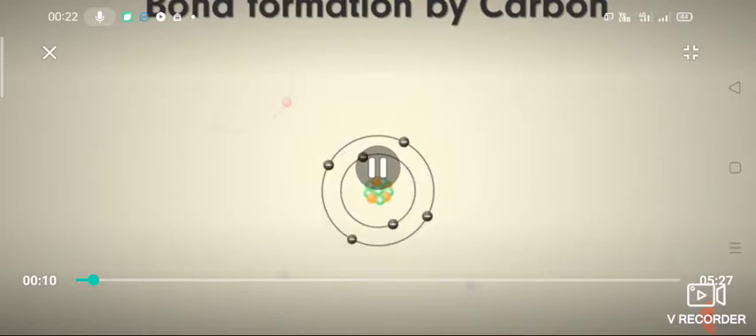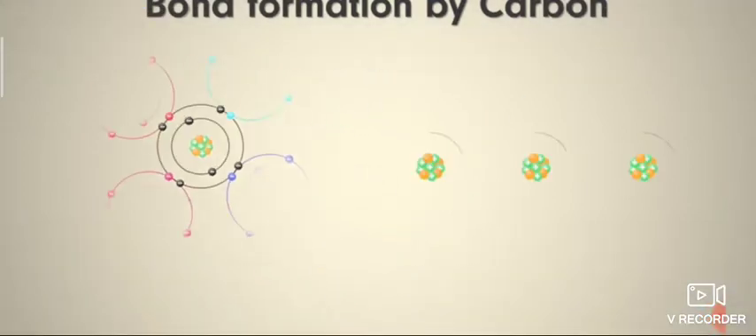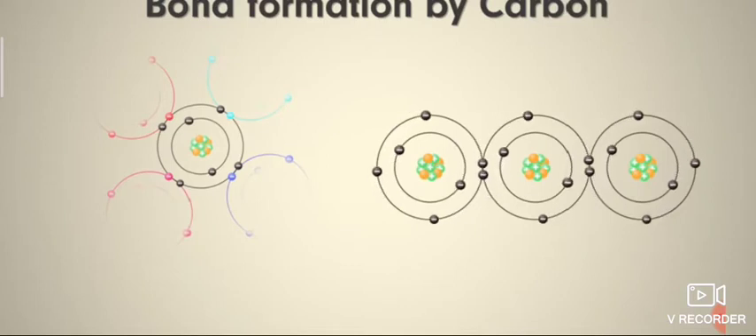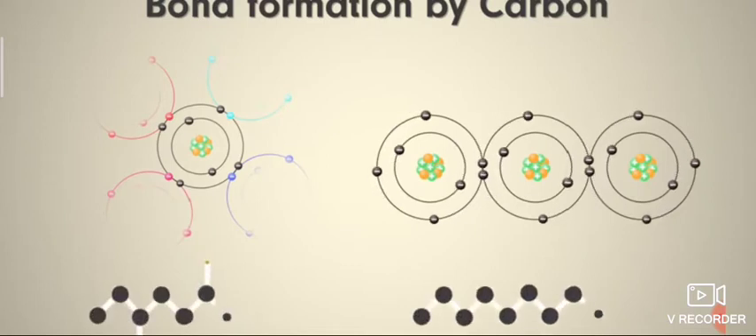Carbon has 6 electrons and it has 4 valence electrons. It can combine with 4 different atoms or 4 carbon atoms to form a number of carbon compounds. It can form a straight line structure and it can form a ring-like structure.